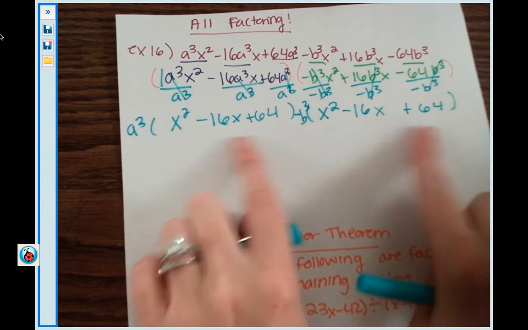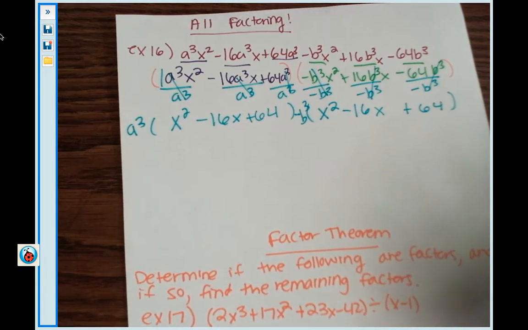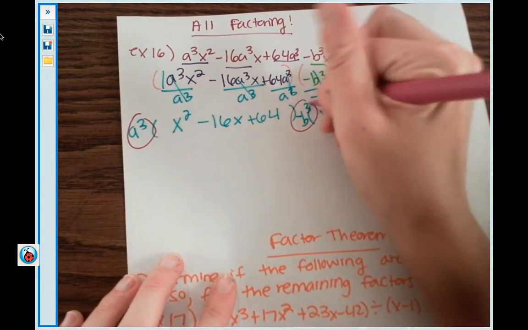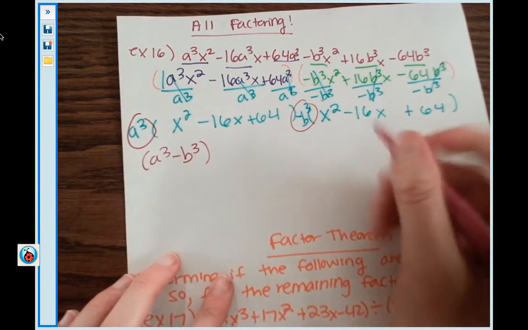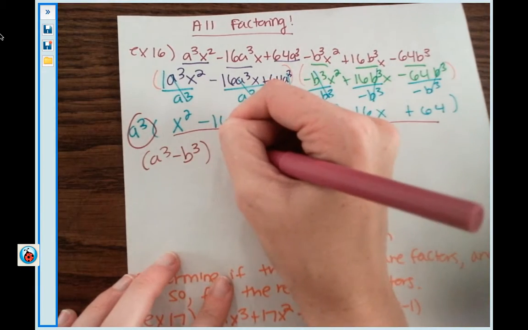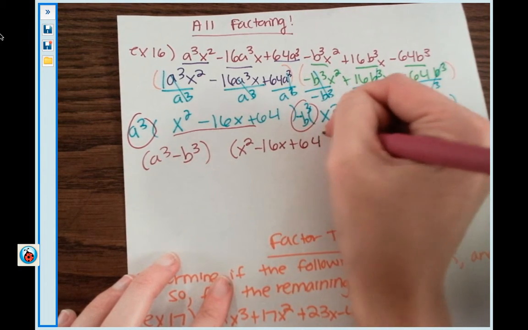And holy hot dog, do you guys see we have the same thing in each parenthesis? Remember, when we group factor, the goal is to get the same thing in each parenthesis. All right, and then remember, you guys, our final answer is going to be the GCFs go in one parenthesis. So my a to the third minus b to the third. All right, and then the repeated term goes in the other parenthesis. So x squared minus 16x plus 64.